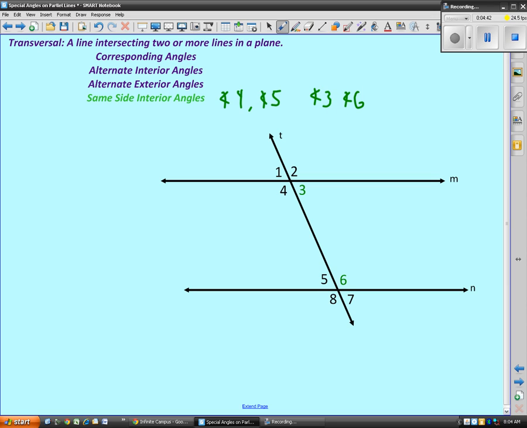So these are the special angles that we need to know about parallel lines: corresponding, alternate interior, alternate exterior, and same side interior angles. When you come to class, make sure you have these definitions down, or at least the placement on the drawings, so that we can really move along.